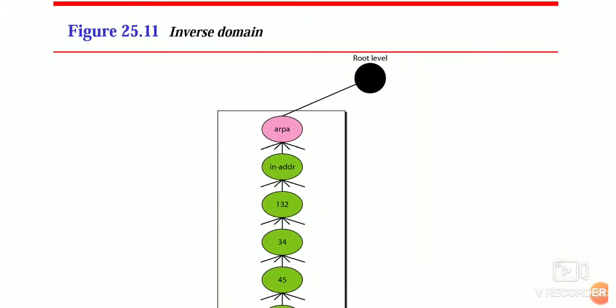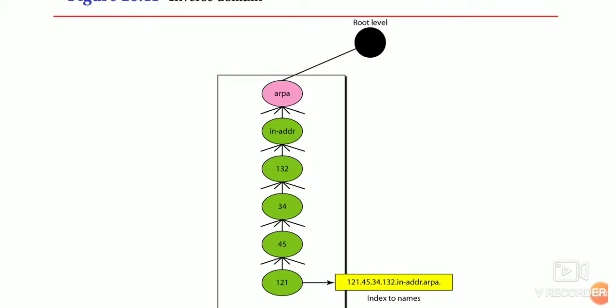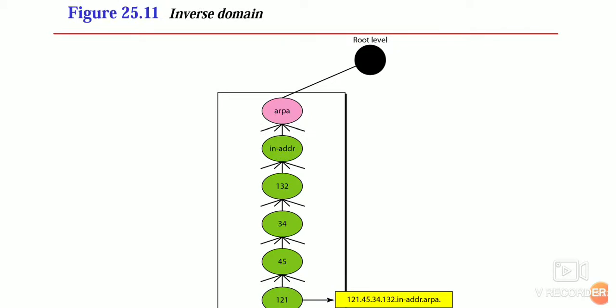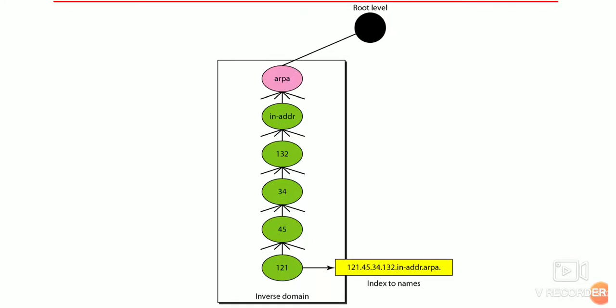Next, inverse domains. Generally in a normal domain, the domain name resolution will get me the IP address. Here, IP address to namespace resolution is done. It is like an inverse operation. You can see at the root level you have ARPA, and after that in-addr, and then an IP address, 121.45.34.132. The domain which is pointed based on an IP address itself is called an inverse domain. So it's a reverse operation.